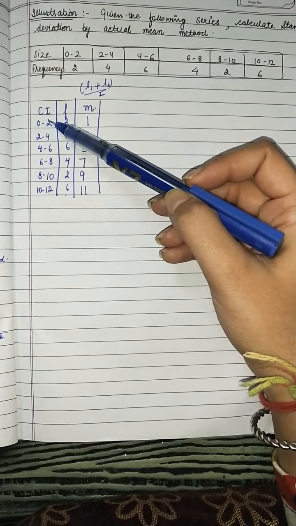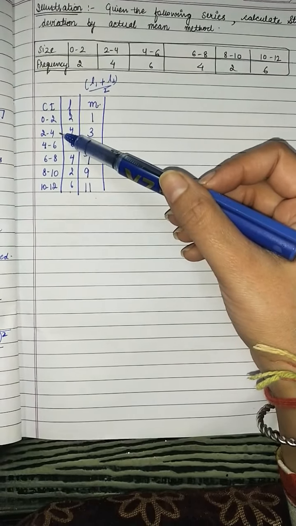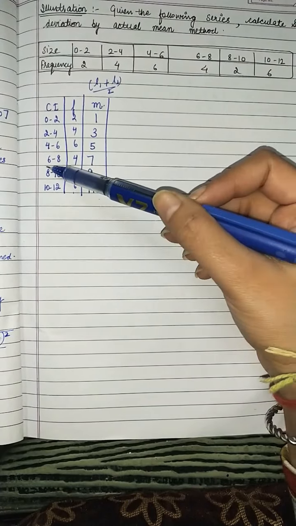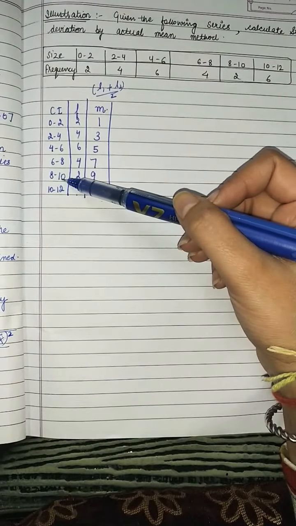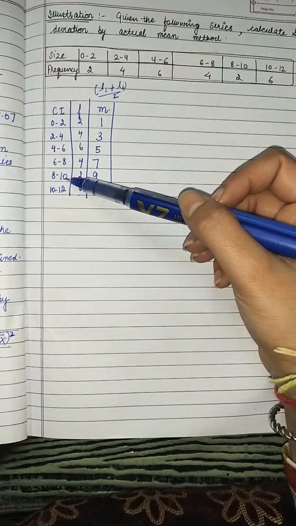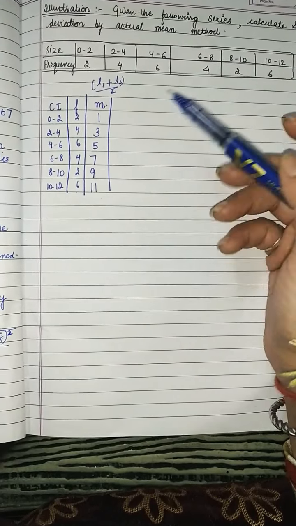So 0 plus 2 is 2, 2 divided by 2 is 1. 2 plus 4 is 6, 6 divided by 2 is 3. 4 plus 6 is 10, 10 divided by 2 is 5. 6 plus 8 is 14, 14 divided by 2 is 7. 8 plus 10 is 18, 18 divided by 2 is 9. 10 plus 12 is 22, 22 divided by 2 is 11.